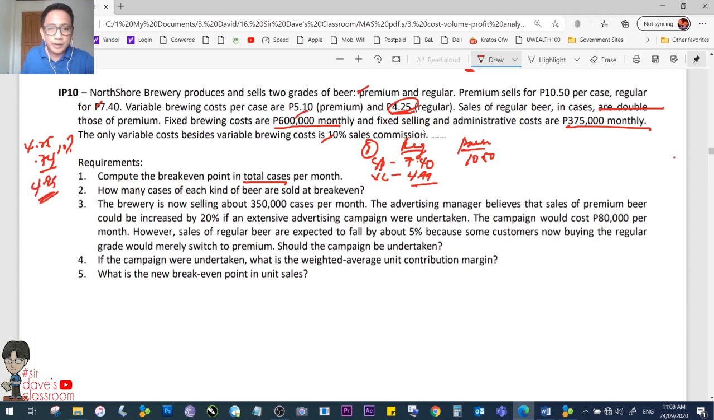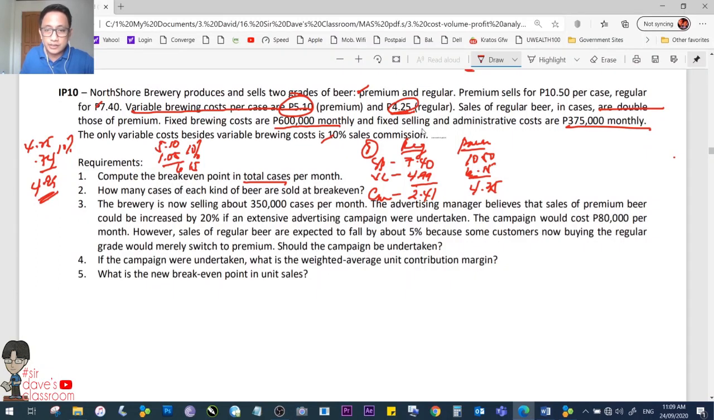For premium, 5.10 variable brewing cost per case. So, ayun, nakalagay dito, 5.10. And 10% commission, syempre based on sales, 10% of 10.5 must be 1.05. So, adding them together, it is 6.15. Our contribution margins should therefore be 2.41 and 4.35. So with this, we have to compute for the so-called weighted average contribution margin per unit muna.